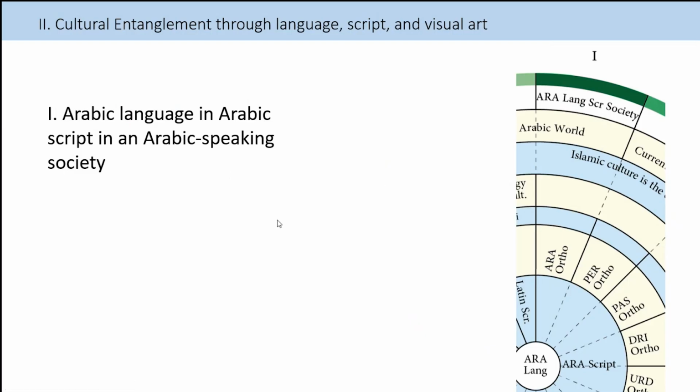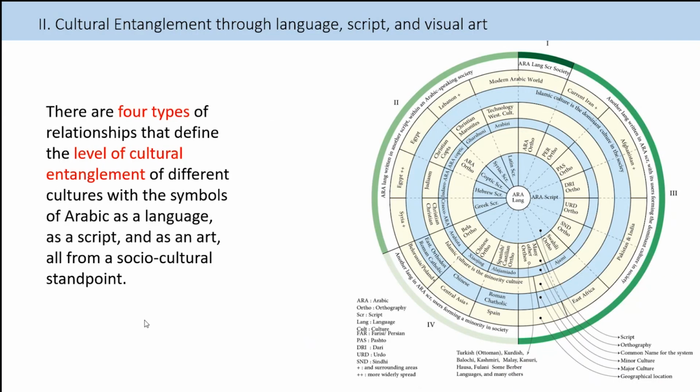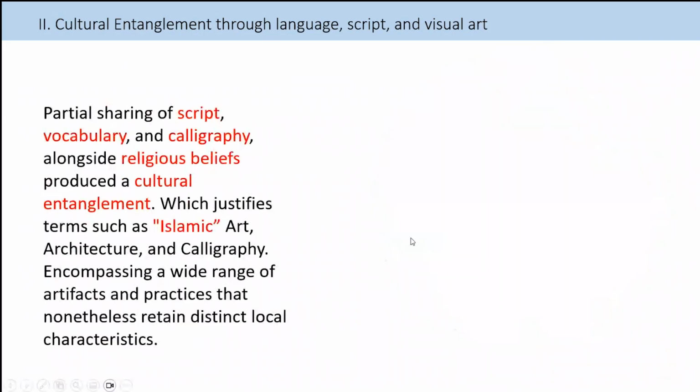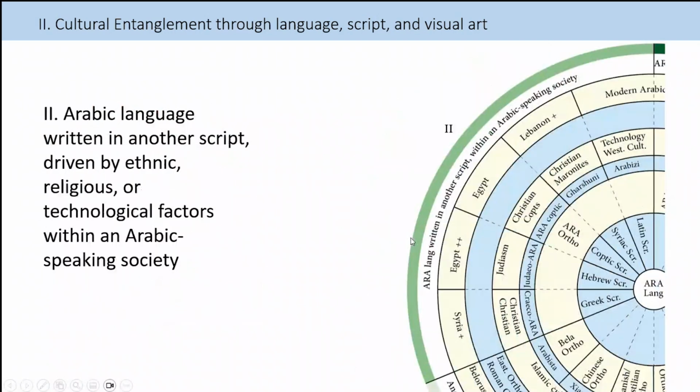The first category is where we have the Arabic language, Arabic script, Arabic orthography, and an Arabic-speaking community, which is the common case in the Arabic world today. The second case is where the Arabic language is written in another script within an Arabic-speaking society, due to reasons like ethnic, religious, or technical factors.